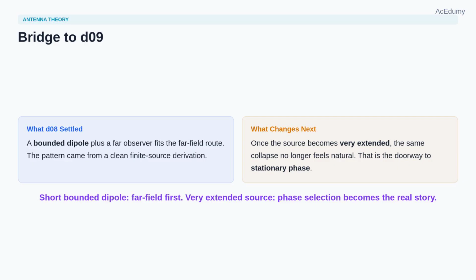This lesson worked because the source was still finite and bounded. In the next lesson, once the source becomes much more extended, the same shortcut stops being the natural first move. That is where stationary phase comes back into the story.